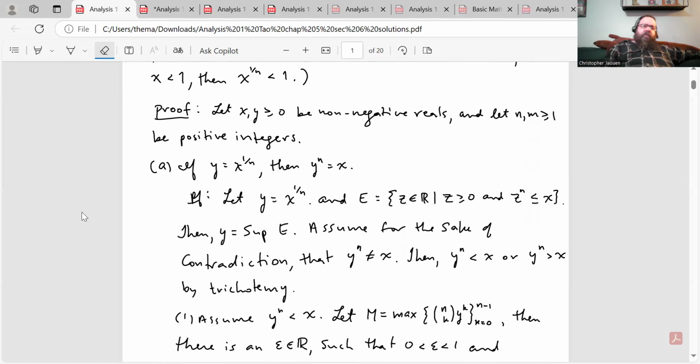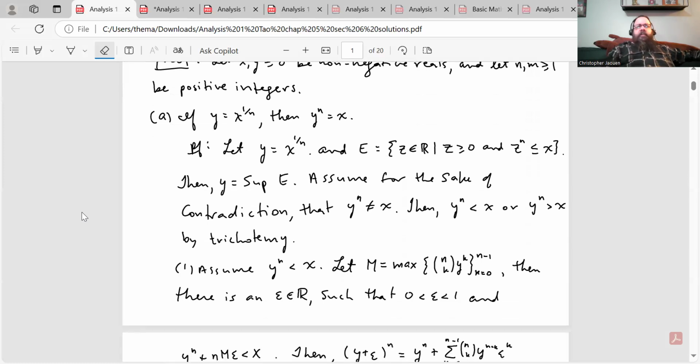All right. By far the most tricky one of all of these parts is part A in this proof. Let me read out the hypotheses here that will hold for all of the parts. Let x, y greater than or equal to 0 be non-negative reals, and let n, m greater than or equal to 1 be positive integers. And then part A says this: if y is the nth root, that is x to the 1 over n, then y to the n is equal to x.